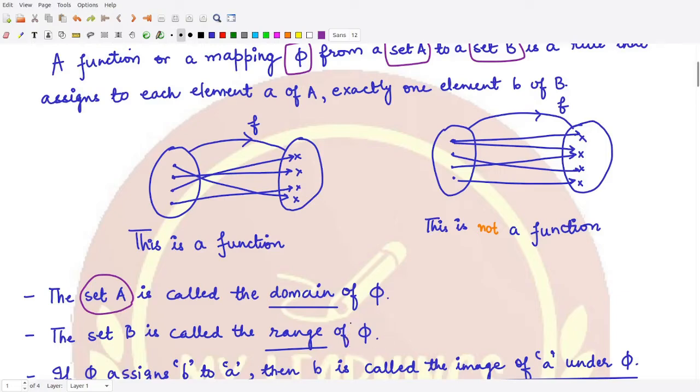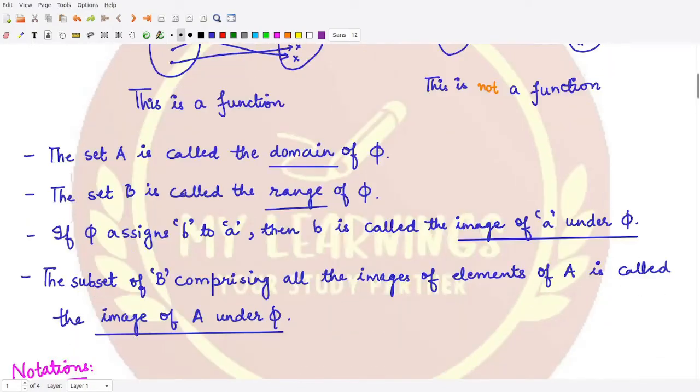And moreover, here phi assigns b to a. So that means if you have this mapping phi and you apply it to some element a of the set A, then it gives you b. So you say this phi assigns small b to small a. Then what is this b? It is the image of a under phi. So b is the image of the element a under phi. This is the notation that we are going to use.